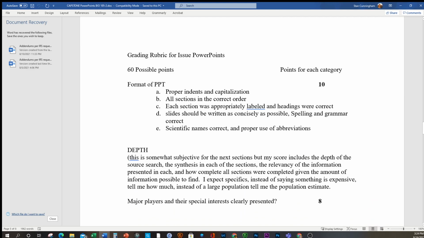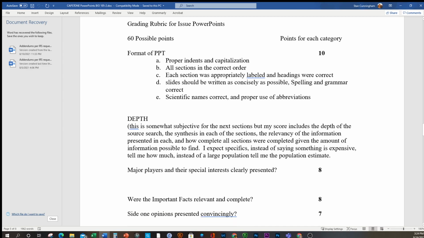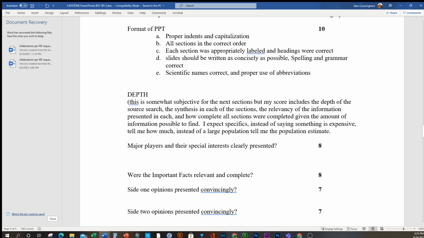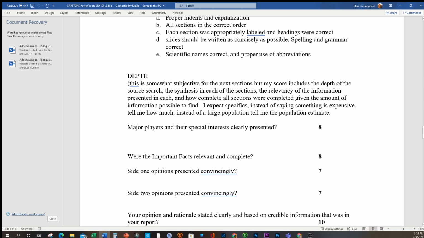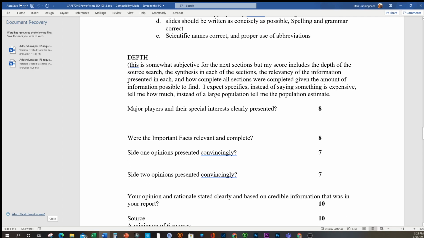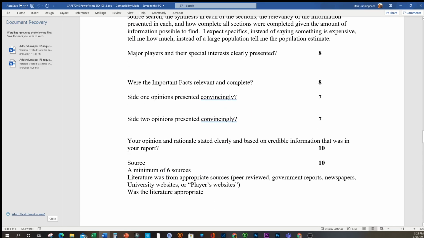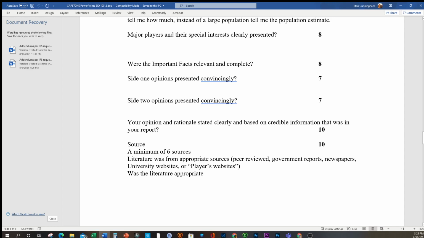Now, I've done this as well as I can. Here's a grading rubric for the PowerPoint itself. So you can see 10 points on the format. Did you follow what I asked you to do? And then the depth. How much work did you do? And I've been teaching a long time, so I can pretty much tell how much work you do.